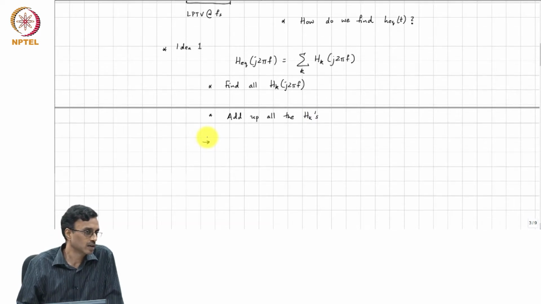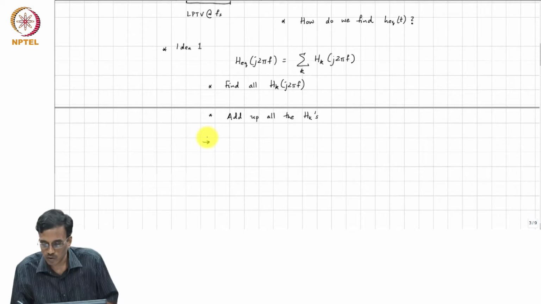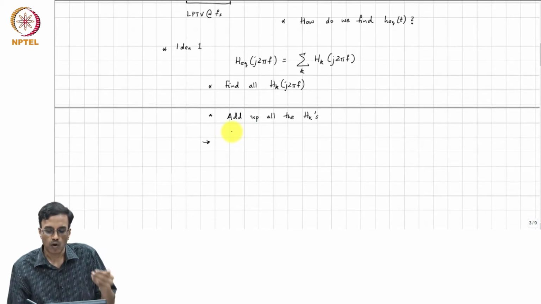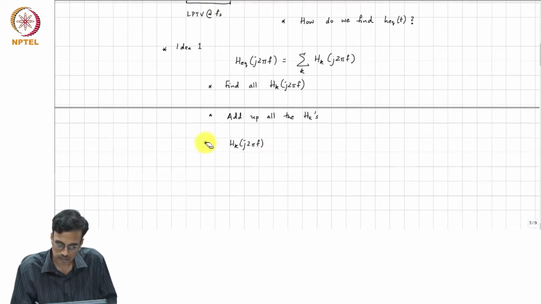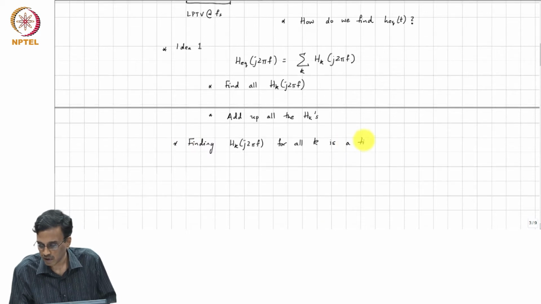Finding all H of k is a lengthy process. We can use the reciprocity. Yeah. So, remember that to first find all the H sub k of j 2 pi f, finding them for all k is a time consuming process.